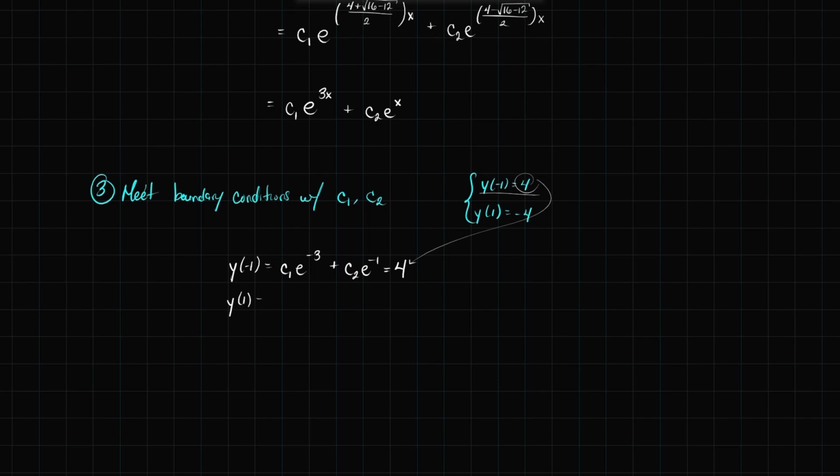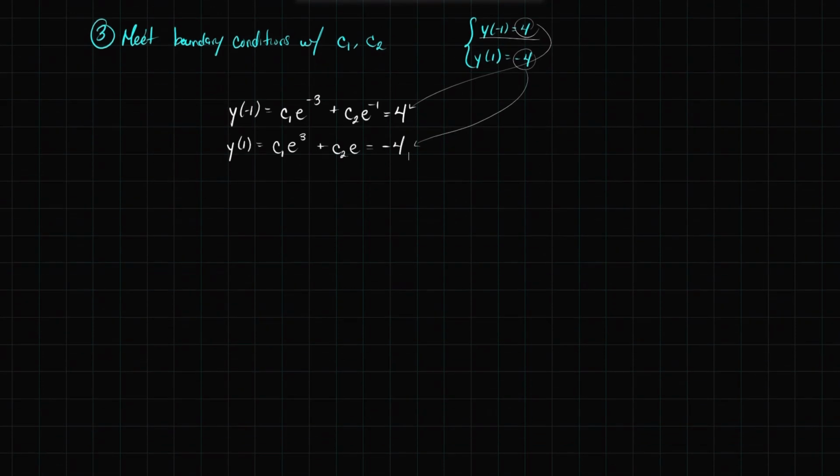Similarly, y at +1, I'm just evaluating both x's at +1, and I get C1 e cubed plus C2 e to the first power is equal to -4, because that's the right-hand side of my second equation. So now what I have here is a system of two equations and two unknowns, and we just have to get good at solving them. That is why everybody took Algebra 2 before they took this course. So let's go ahead and solve the system.